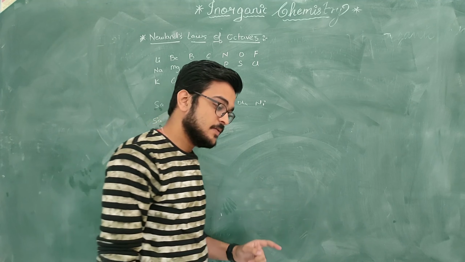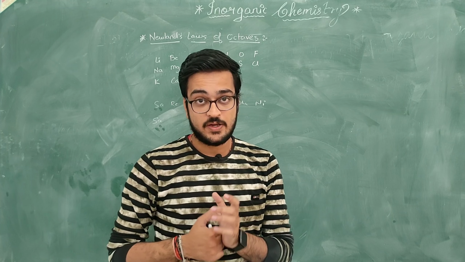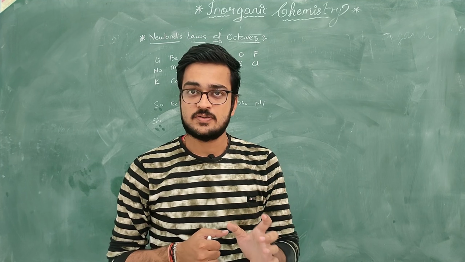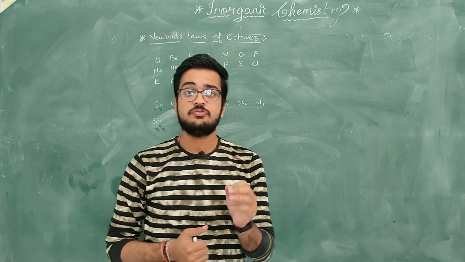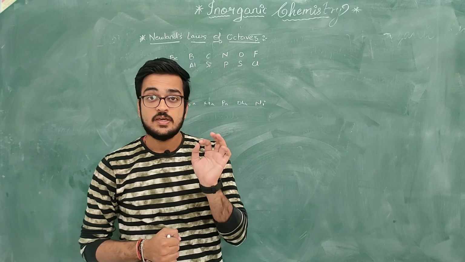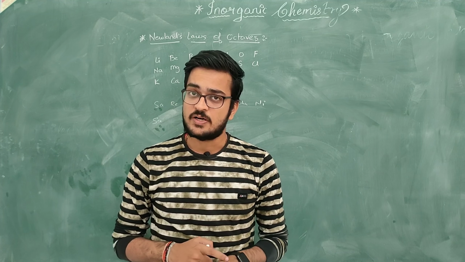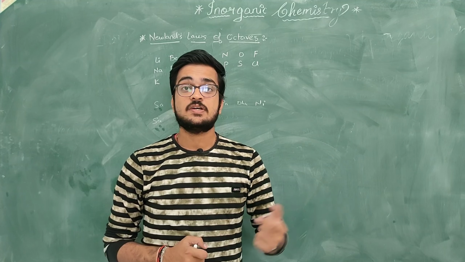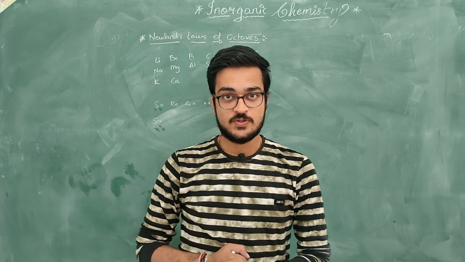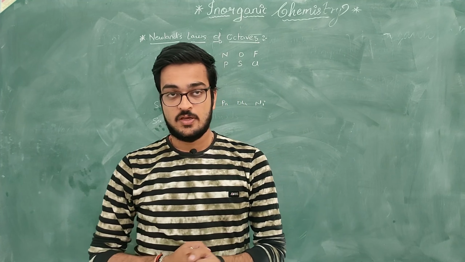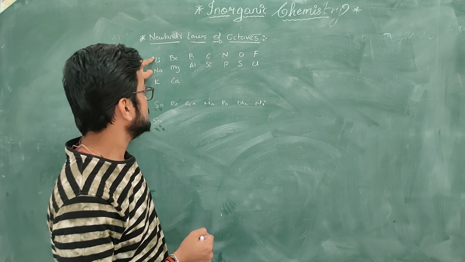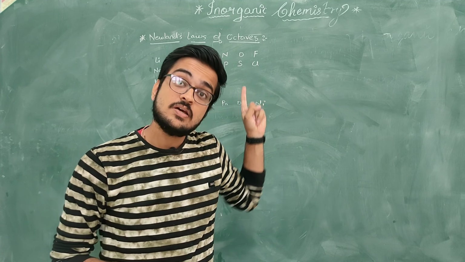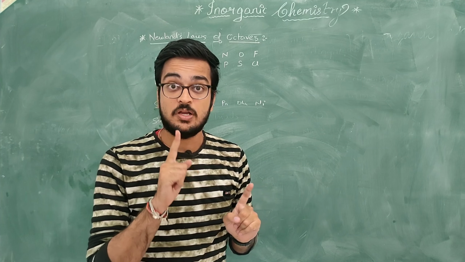So similarly Newlands said that if I arrange the elements in the increasing order of their atomic mass, the properties of the first and the 8th element are the same. And obviously, when you arrange these elements, the properties of the first and the 8th element were the same. And yes, you will find these elements in a single group in the modern periodic table as well.